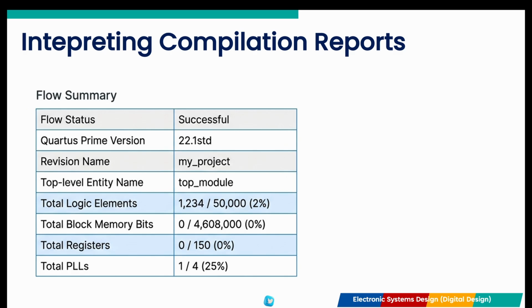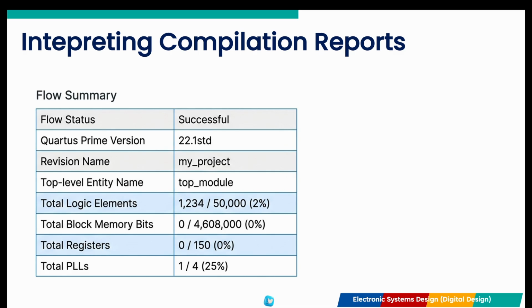Next, we have the Quartus Prime version 22.1 Standard. This is important for reproducibility, compatibility, and debugging differences between tool versions. Now, look at the total logic elements: 1,234 out of 50,000, equivalent to 2%. This tells us that your design is using only 2% of the available resources. So, in terms of area, the design is very small. This is good, but it also tells us that we have 98% room to scale.